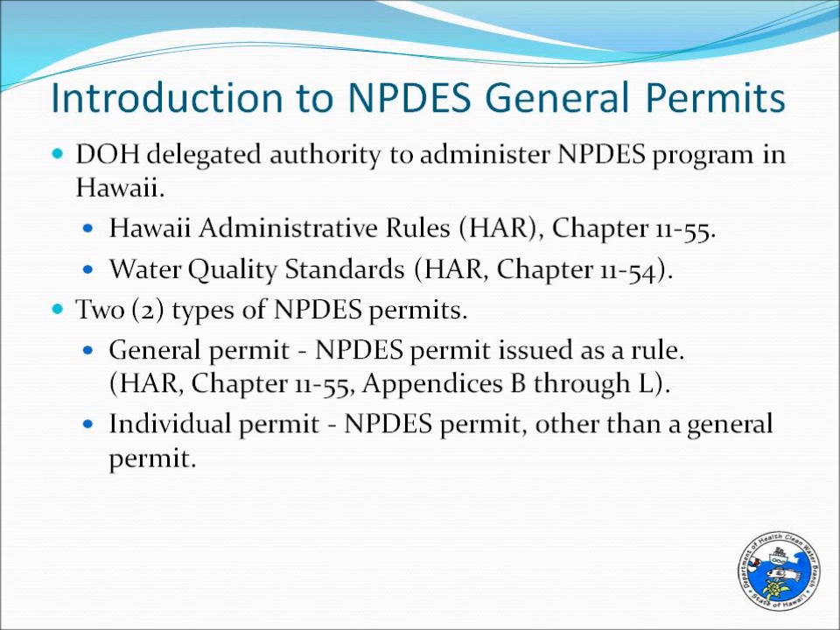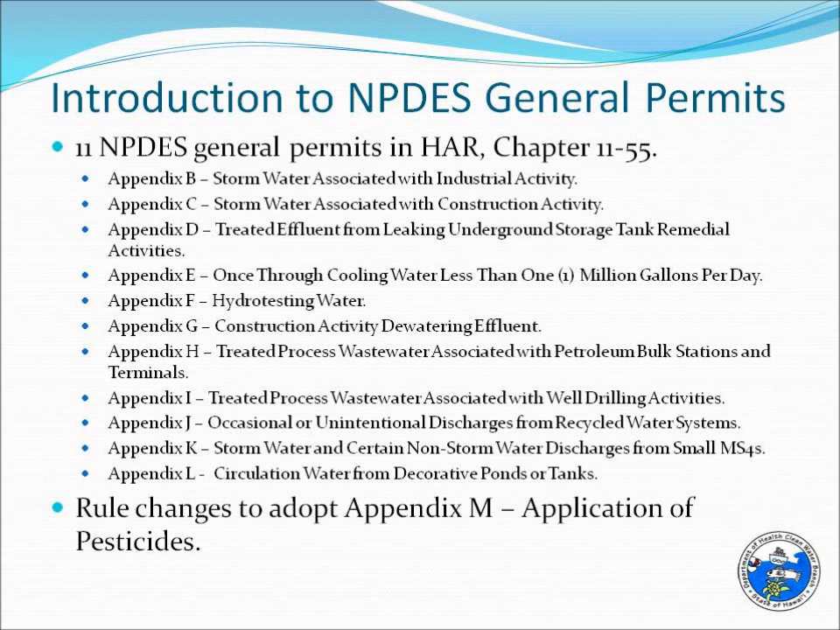General permits are allowed to be issued in these rules for similar types of operations, pollutant discharges, effluent limitation requirements, and monitoring. The individual permit is any other NPDES permit other than a general permit. Individual permits are custom made or tailored to the specific facility or discharge. Currently, there are 11 general permits in HAR Chapter 11-55. Rule changes are underway to adopt a 12th general permit for the application of pesticides to state waters.